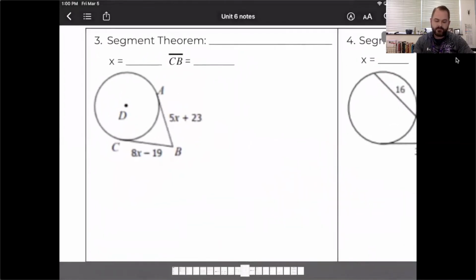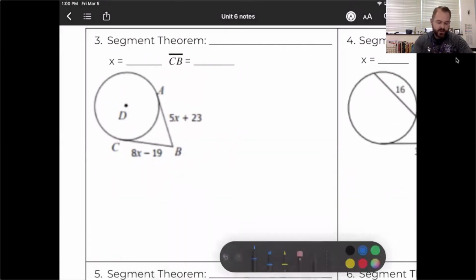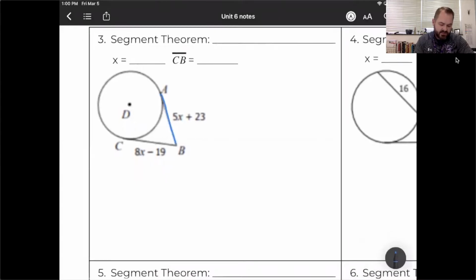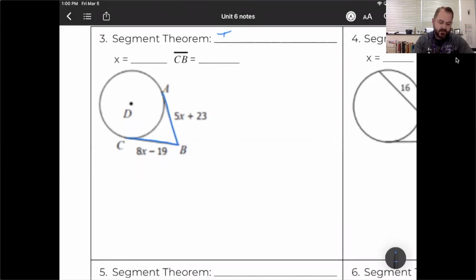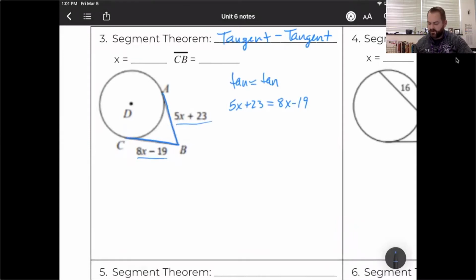Looking at this one, you should recognize both these segments, AB and CB, are tangents. So this is a tangent theorem. Tangent is the easiest one of these. Tangent equals tangent, meaning this segment equals this segment. Just set them equal to each other. 5x plus 23 has to equal 8x minus 19. And then we solve for x.